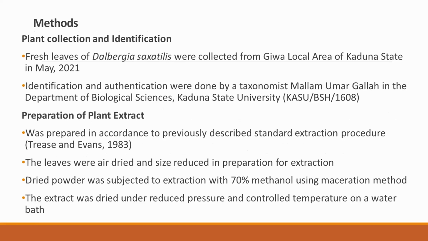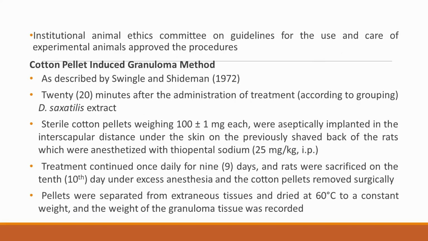The plant was collected in Giwa local government area of Kaduna State, and it was identified and authenticated by a taxonomist, and a voucher specimen number was deposited for further reference. Our plant was dried and macerated using the standard procedure as described by Trease and Evans. It was dried under reduced and controlled pressure and temperature until the dried extract was obtained and then kept in a tight container for further use. Next slide, please.